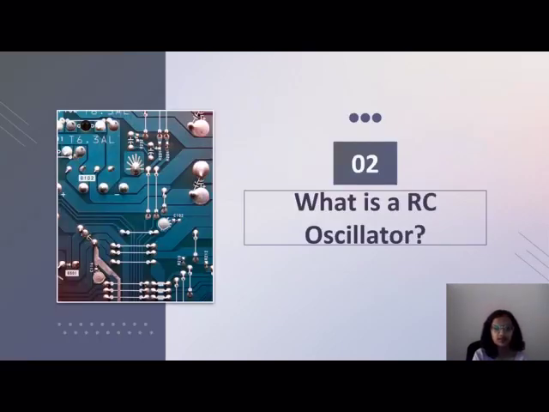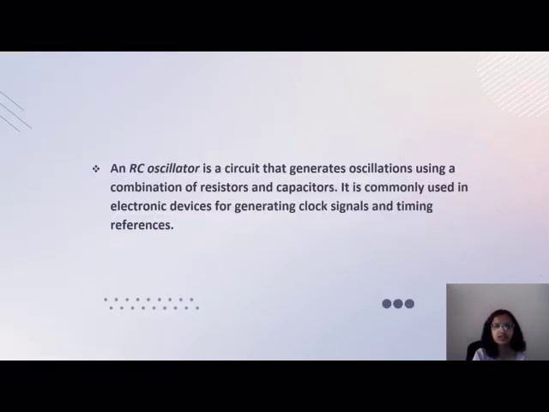What is the RC oscillator? An RC oscillator utilizes resistors and capacitors in a circuit to generate oscillations. This type of oscillator is frequently employed in electronic devices for the purpose of generating clock signals. Additionally, RC oscillators serve as crucial components in creating precise timing references for various applications.